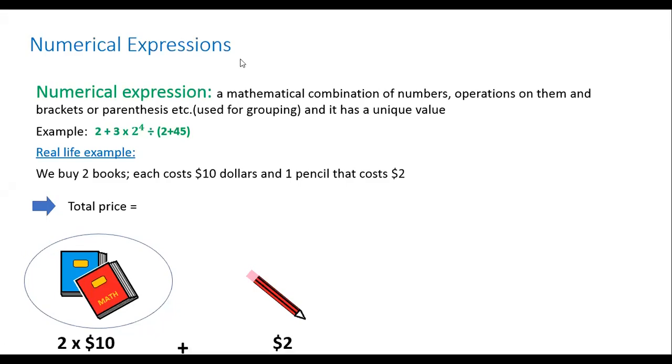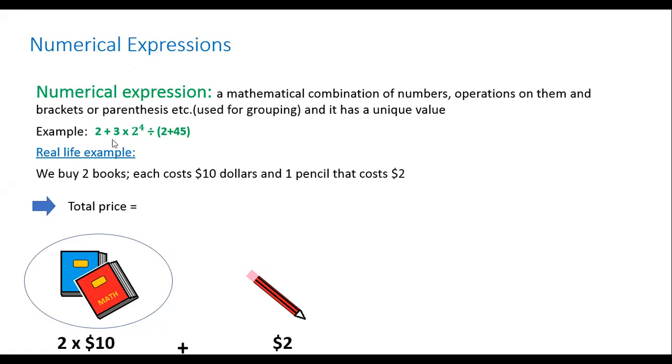So now, after we have introduced the real numbers and how to represent them on the number line, we move to talk about the numerical expressions. A numerical expression is a mathematical combination of numbers, operations on them, and brackets or parentheses, or other symbols that are used for grouping. And this expression has a unique value.